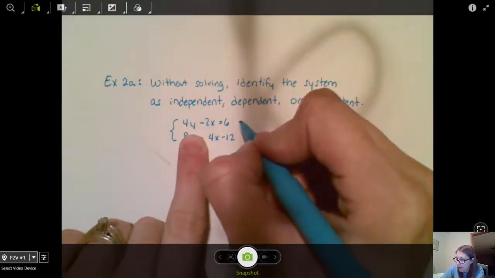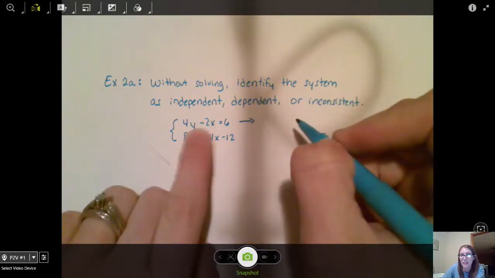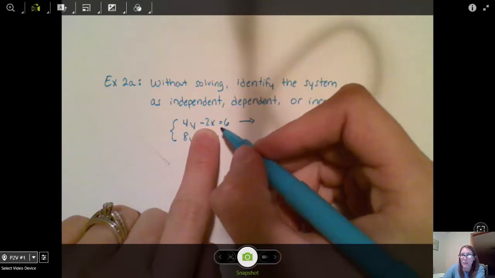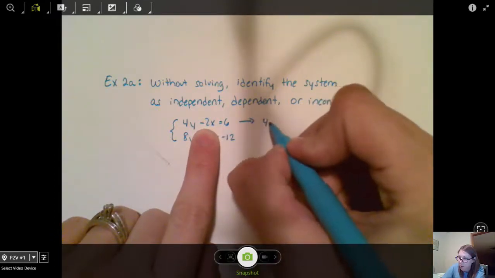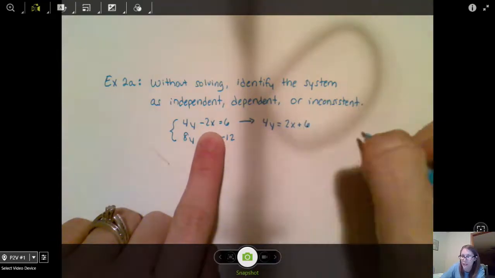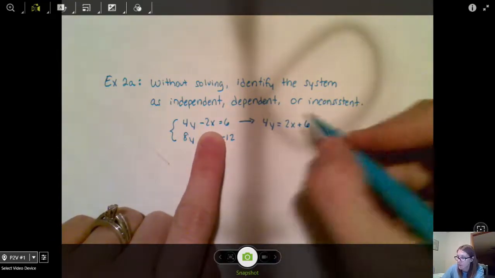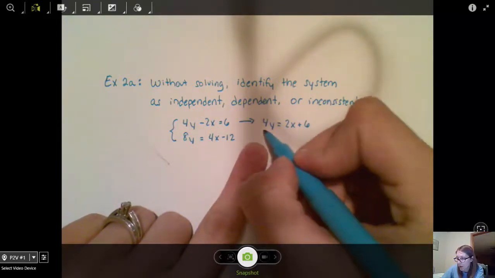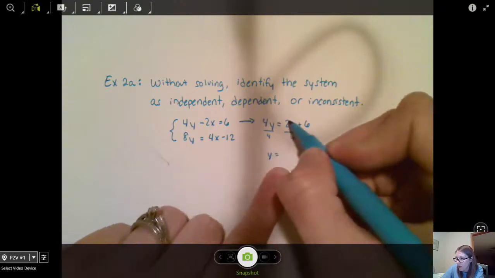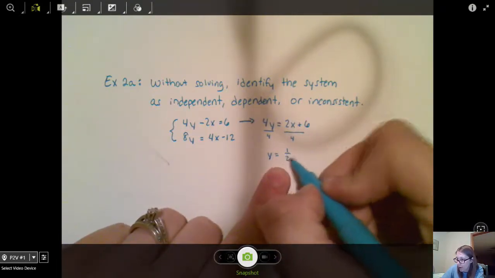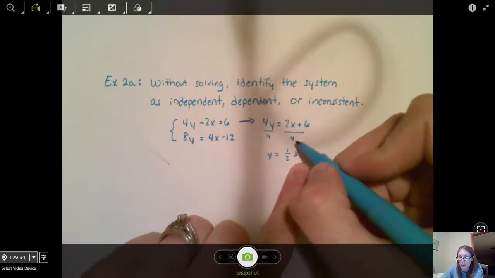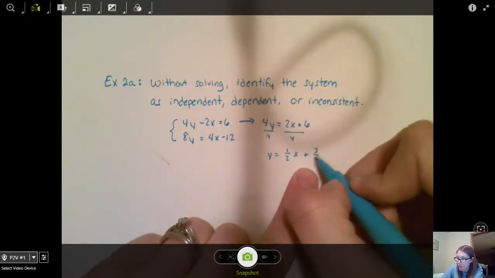First one here, 4y minus 2x equals 6. First step that I'm going to do to get y by itself is to add the 2x to both sides. So 4y equals positive 2x plus 6, and then divide by 4. So y equals 2x over 4 is 1/2 x, plus 6 over 4, that could simplify to be 3 over 2.